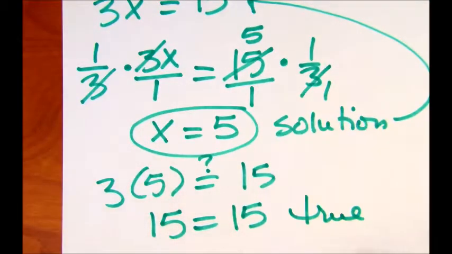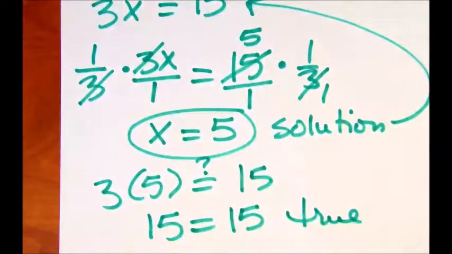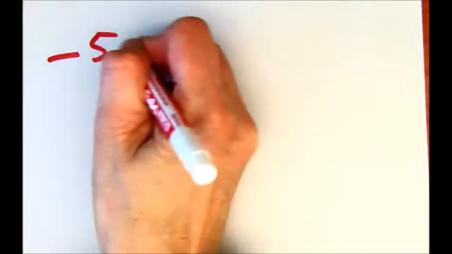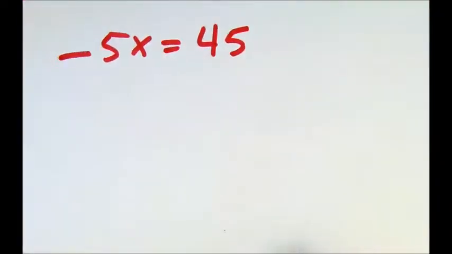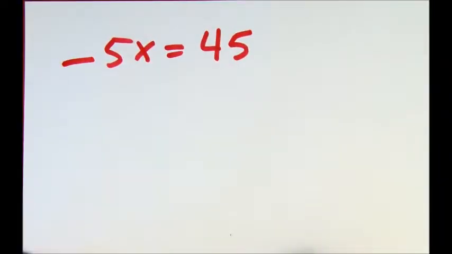Okay, let's do a couple more, and then we'll come back to this problem, and I'll show you a shortcut way of doing it. Let's say we have negative 5x equals 45. Negative 5x equals 45.